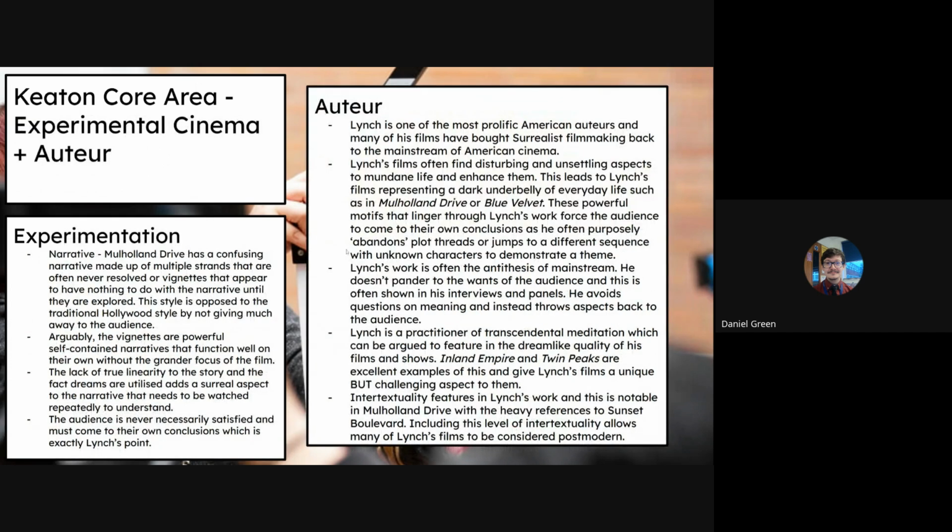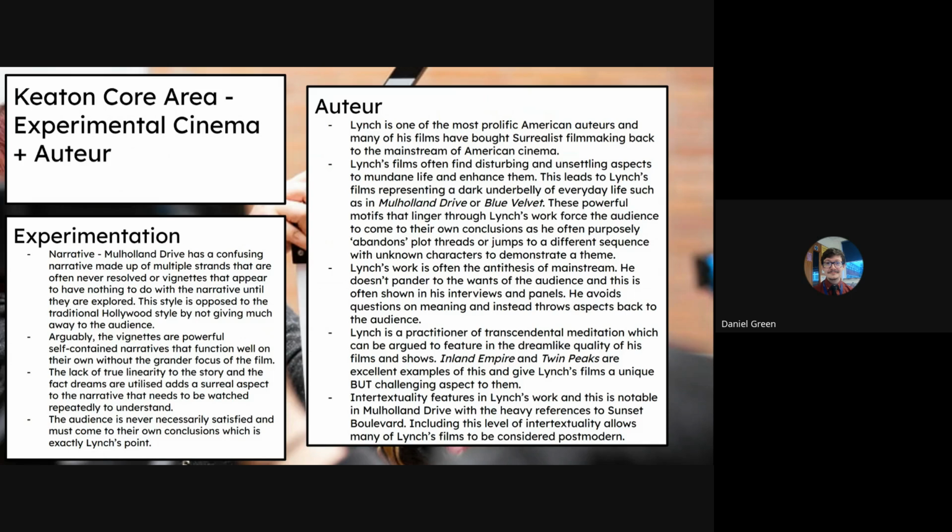And then my favorite, which is experimental cinema and auteur, and I've written up there, Keaton core area. Really, I need to quickly change that because obviously this is mainly focused on David Lynch. Now, Lynch's work is very distinct, and the two areas that you really need to look at are experimental cinema and auteur. Auteur you're quite familiar with, but linking it to experimentation can be a little bit tricky.